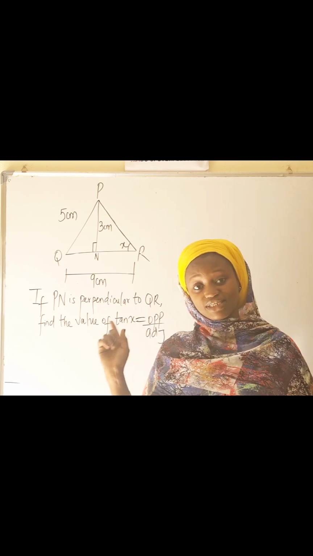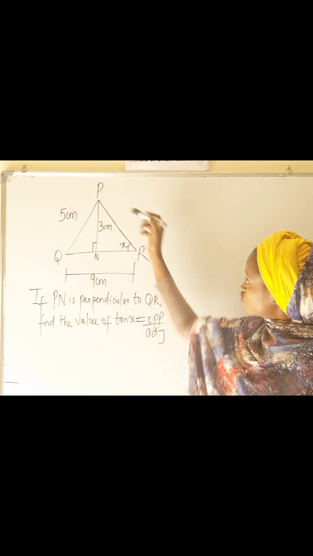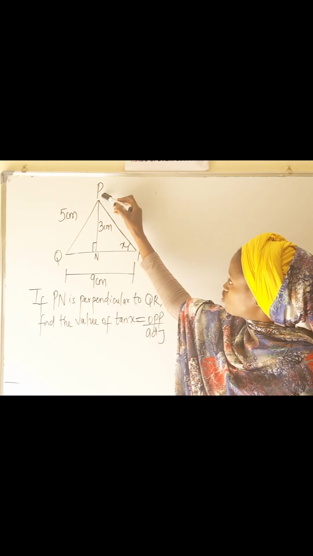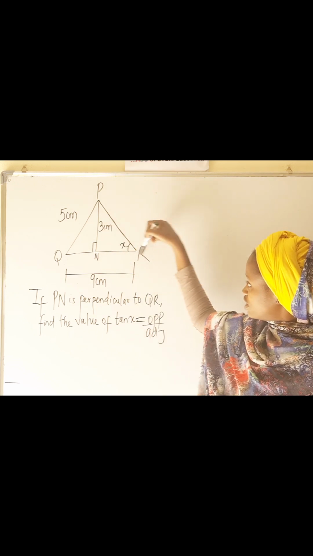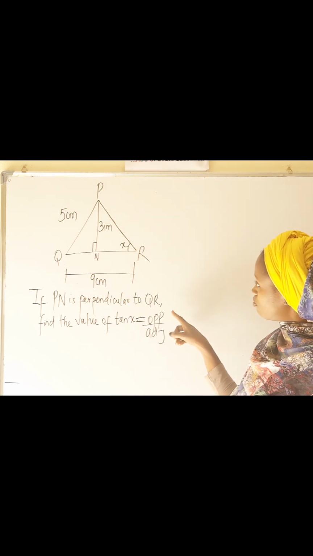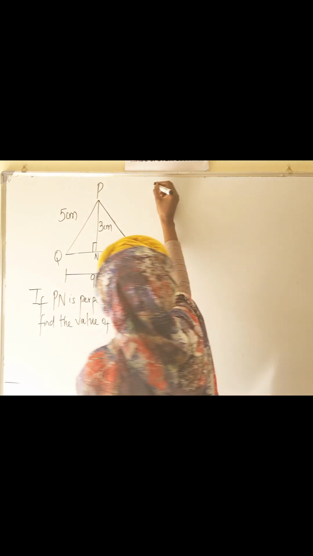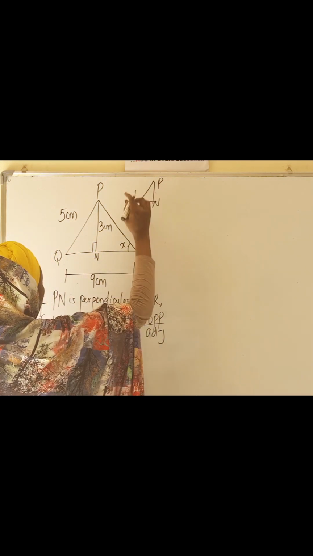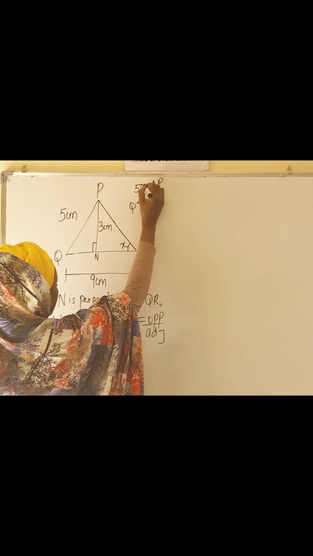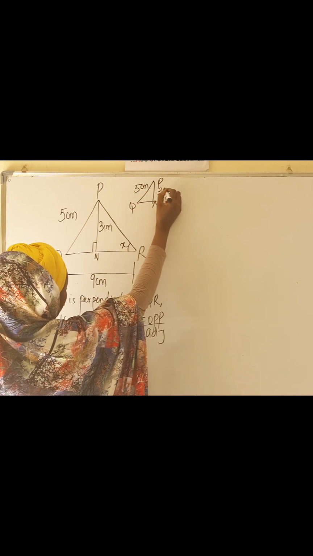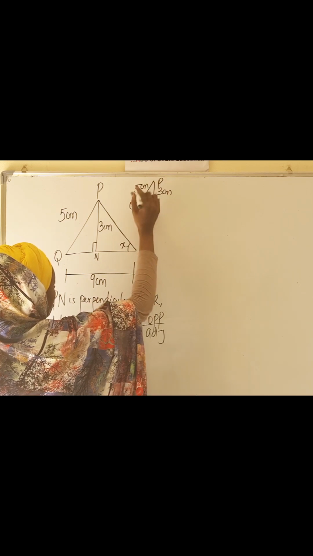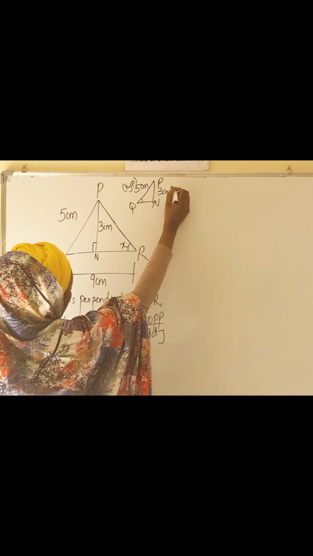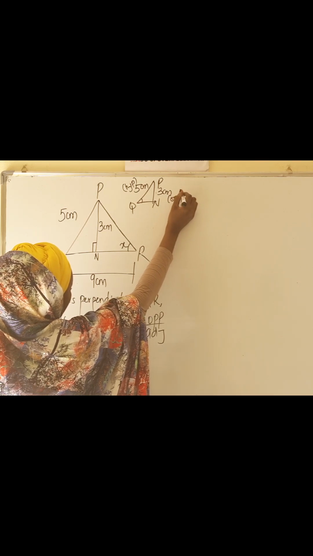So let's get started. The bigger triangle here is triangle PQR. We also have two other triangles, triangle PQN and triangle PNR. If you consider the first triangle, triangle PQN, from P to Q we have 5 centimeters, and PN is 3 centimeters. PQ is the hypotenuse, the opposite side is PN, so the missing side is the adjacent.